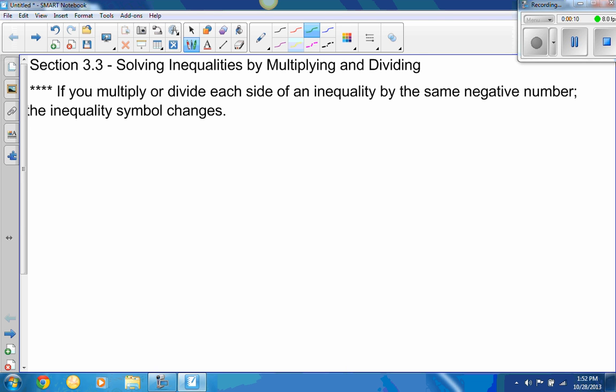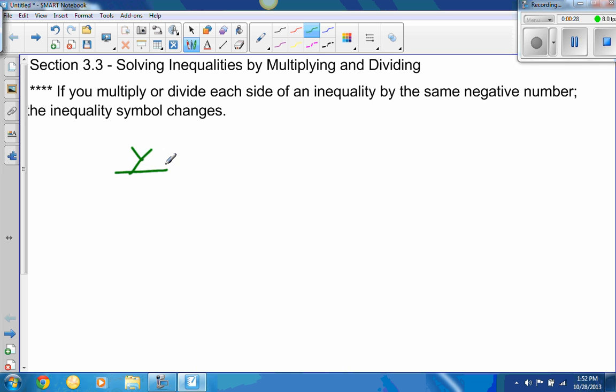For tomorrow, we're going to be learning how to solve inequalities that involve multiplying and dividing. The steps do not change from how we did it before with the equations, but it's a special case: when you multiply or divide each side of an inequality by the same negative number, the inequality symbol changes. So I'll show you an example.